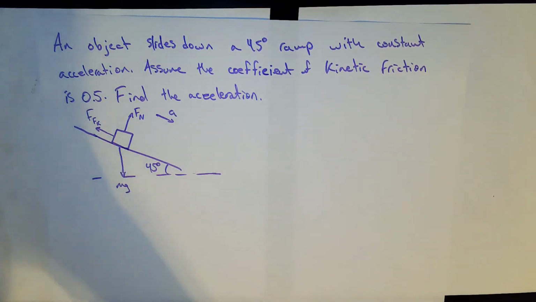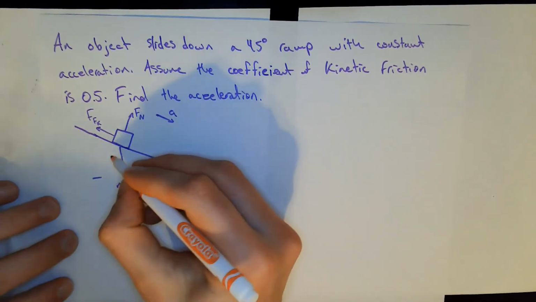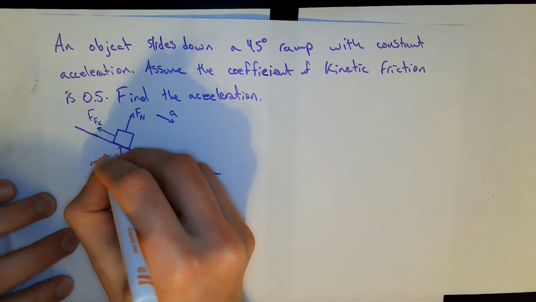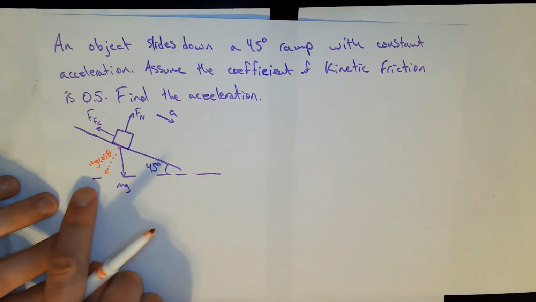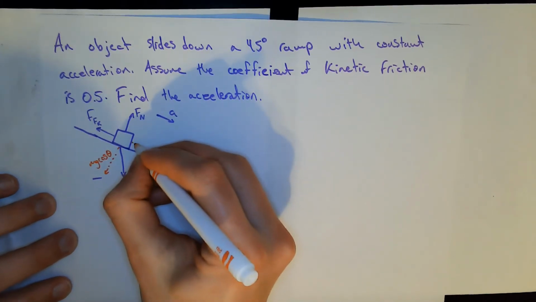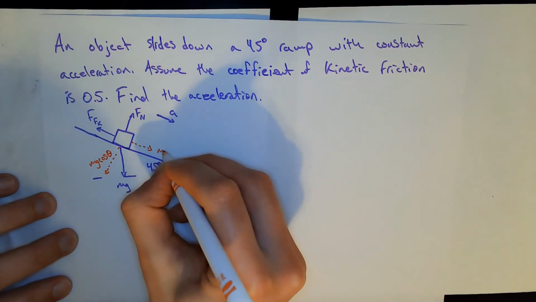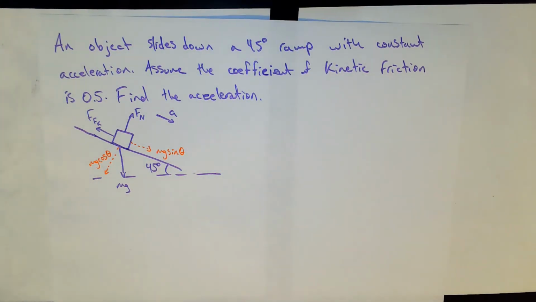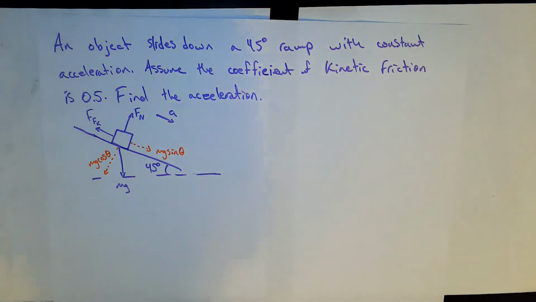Gravity, of course, must be decomposed into mg cosine theta, which will be a negative, right? It's going down the y-axis. And then positive mg sine theta going to the right. So mg sine theta is the only thing pushing this thing down the hill, or down the ramp.